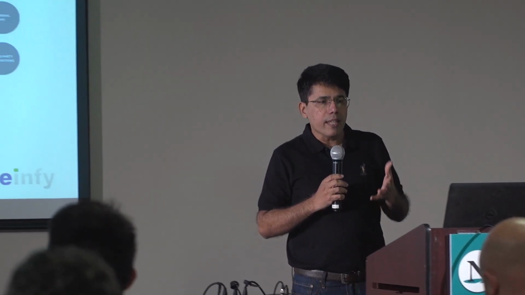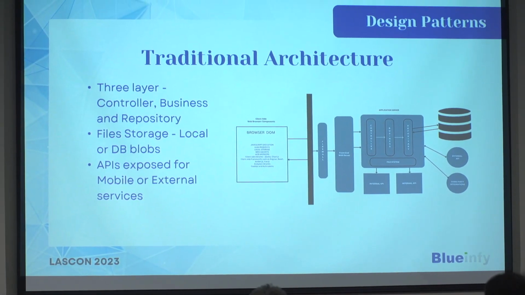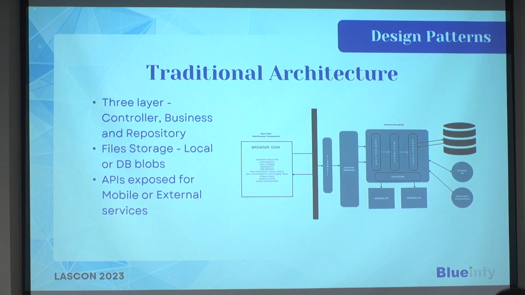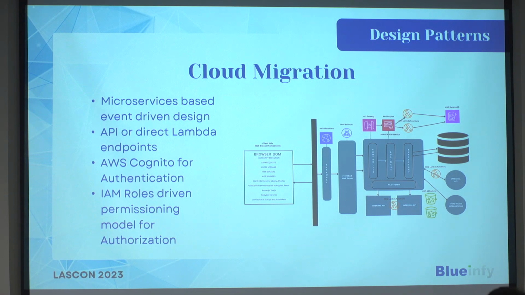So why do these vulnerabilities exist? If you look at the traditional architecture, there is a 3-layer architecture where you have controller, business logic, and repository. Normally files are stored in your database, and APIs are exposed through mobile or external services. But when you move to cloud migration, you need to change your design to a microservices-based architecture. You need to use APIs or Lambda functions. You have to use AWS Cognito or some OAuth provider instead of normal form-based authentication. And you need to specify IAM roles for permissioning. Because of these changes, when you migrate your application to the cloud, the cloud-related vulnerabilities have to be checked.